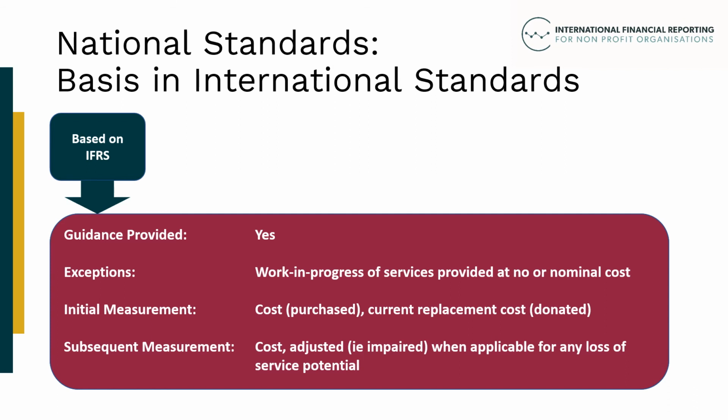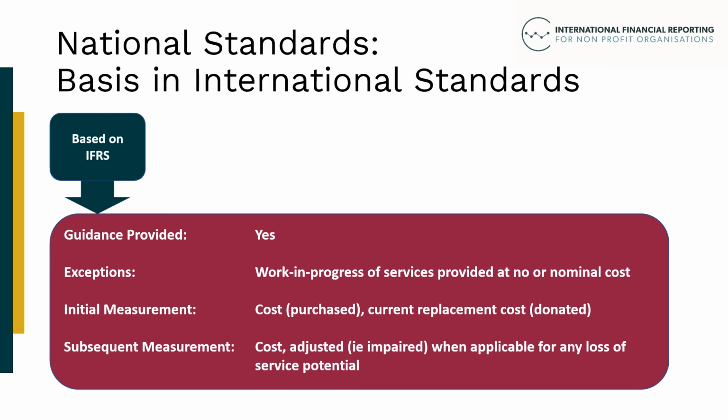Guidance is provided for measuring donated inventory. Inventories held for use or distribution are measured at cost, adjusted, i.e. impaired, when applicable for any loss of service potential. This guidance notes that for many items of inventory, a loss of service potential would be identified and measured based on the existence of a current replacement cost that is lower than the original acquisition cost or other subsequent carrying amount. In other words, there is specific guidance for NPOs that considers where inventory is held for social benefit or service potential rather than for profit.